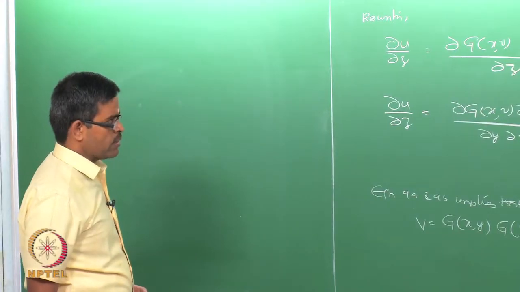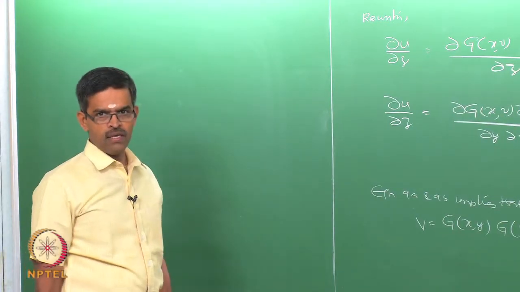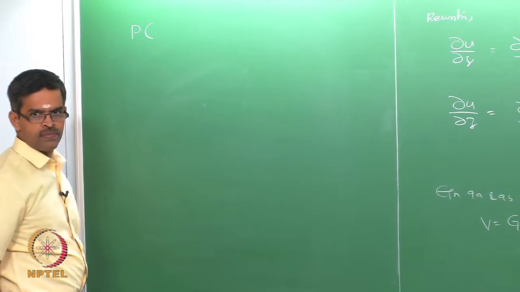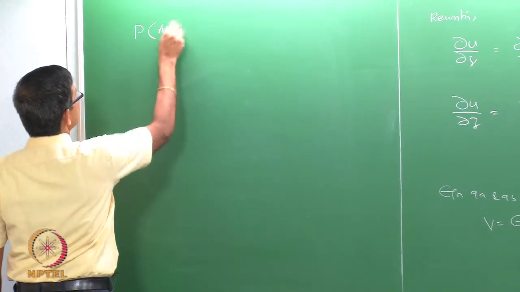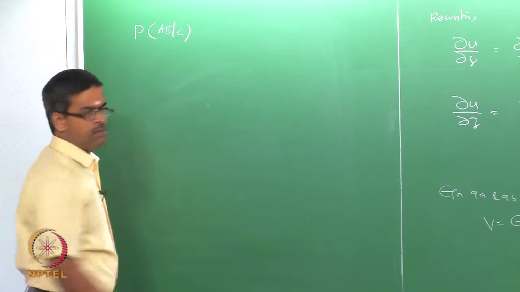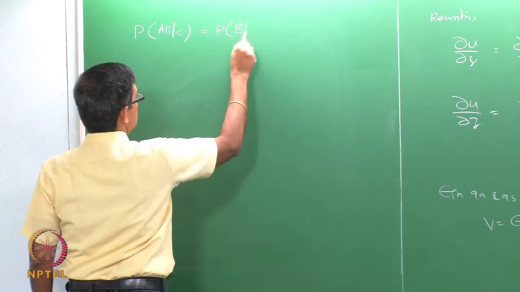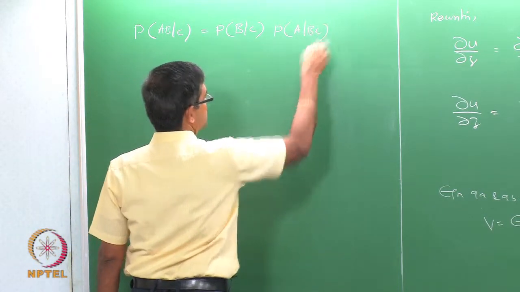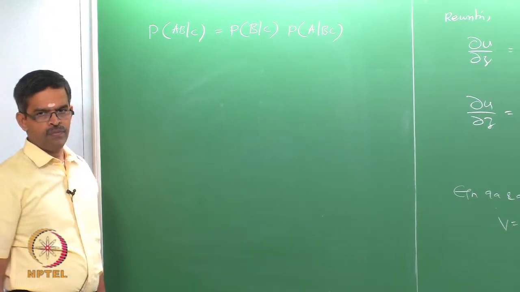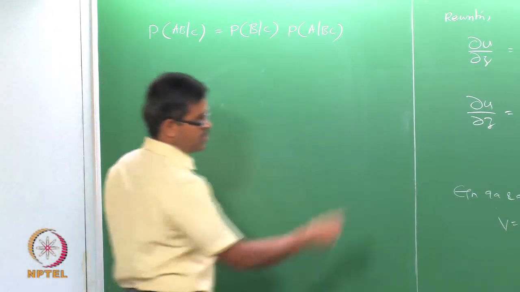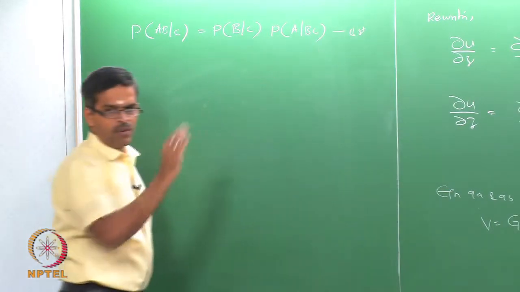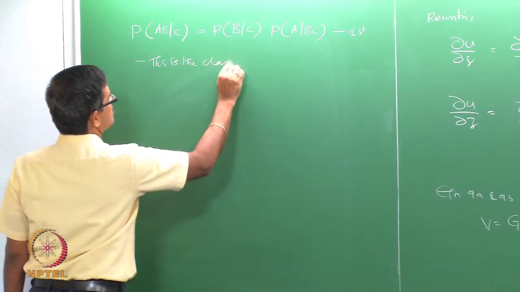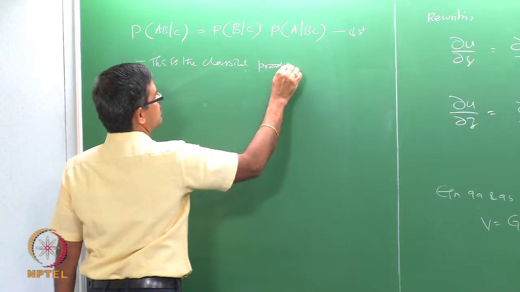So, using equation 14, let us try to rewrite slightly the above equation. Probability of a b given c can be simply probability of b given c multiplied by probability of a given b c, and you are able to recollect this equation is the classical product rule.